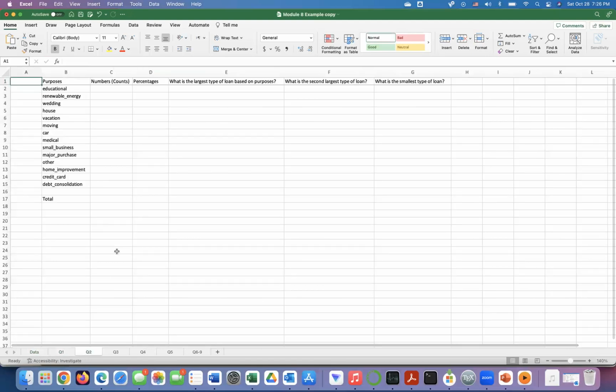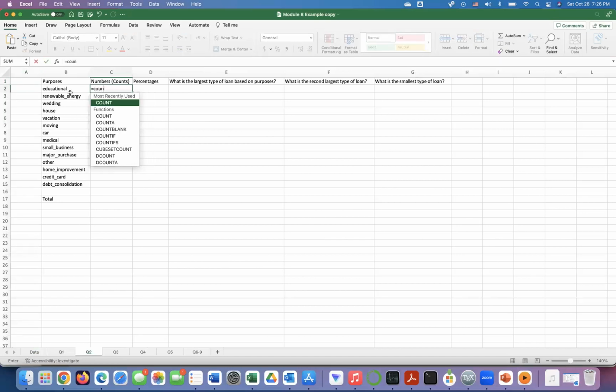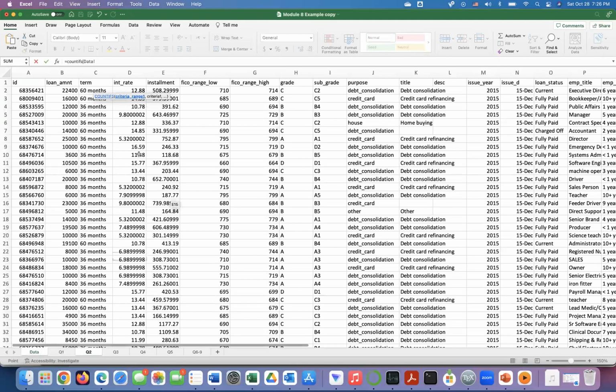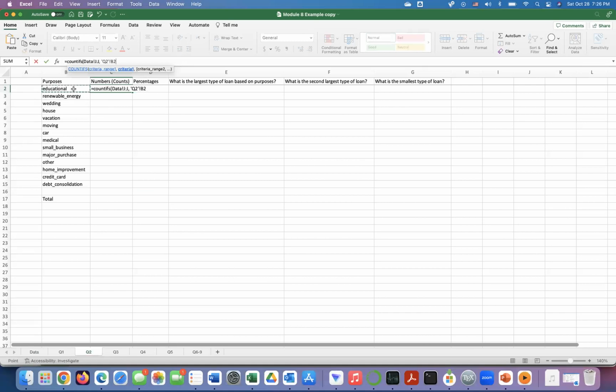Question 2: how many loans do we have for each purpose? So it's a COUNTIFS function. Let's do it. We want to see how many loans have each purpose. So I'm going to type equals COUNTIFS and open the parentheses. I go to tab data, then the purpose of the loan. What column is purpose? Let's see, column J. Then a comma. I go back to tab Q2, and the purpose must be educational.